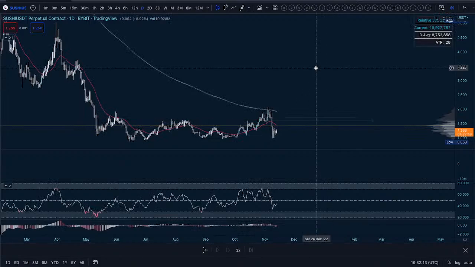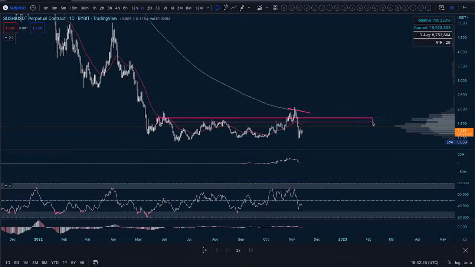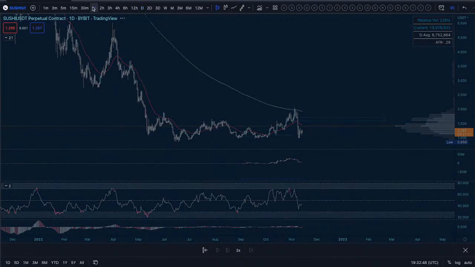Sushi, I was hoping that this would do something, but it failed miserably at the 200 EMA. It lost this level, which was a big level for it, and dumped back to this level. So basically it's just stuck between these levels. Bounces here are fine. It's not looking so bad on the lower time frames.